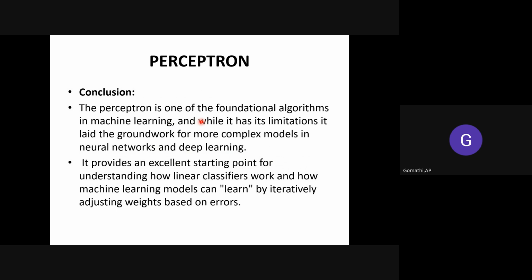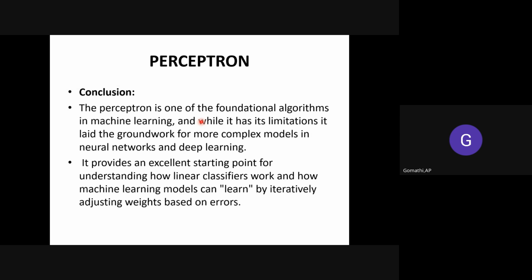Finally, we can conclude that the perceptron is one of the foundational algorithms in machine learning, and also it is a basic linear classifier that uses weights and a bias to make the predictions. It is a simple algorithm that adjusts the weights based on error in its predictions. So we can adjust the weights within the boundary for the input features. From this, we can predict the values.